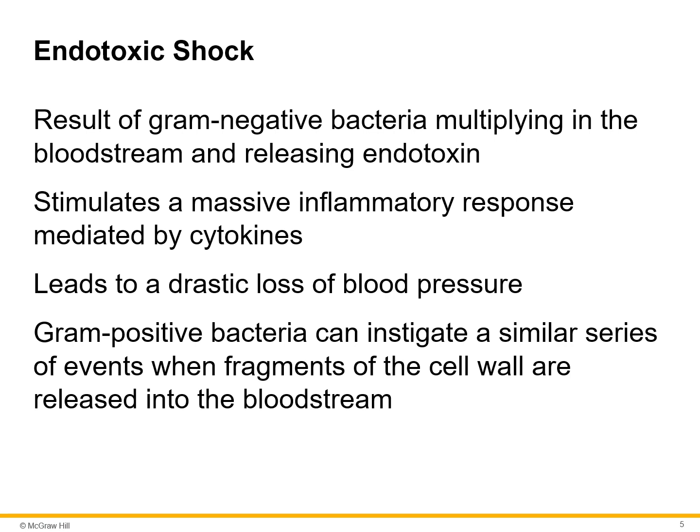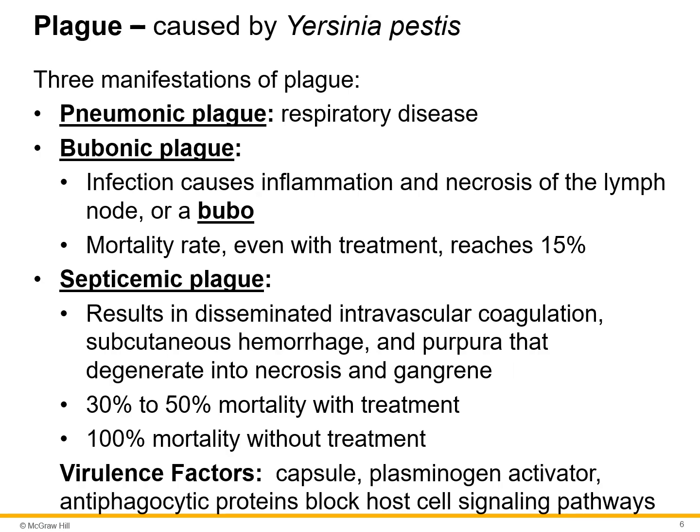So you have what they call a cytokine storm, where all these chemicals are acting on things that normally regulate your blood pressure, and your blood pressure plummets. Because of that, your organs are not getting enough oxygenation, and so you're going to have multi-organ system failure. And it can also be caused by gram-positive bacteria.